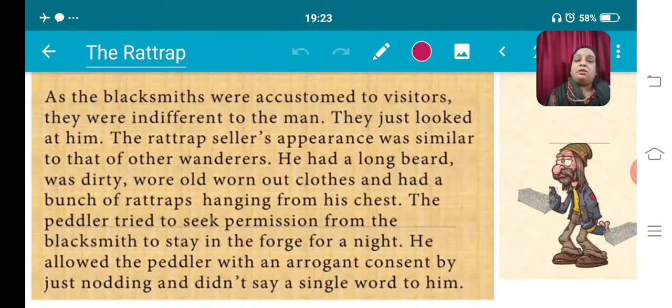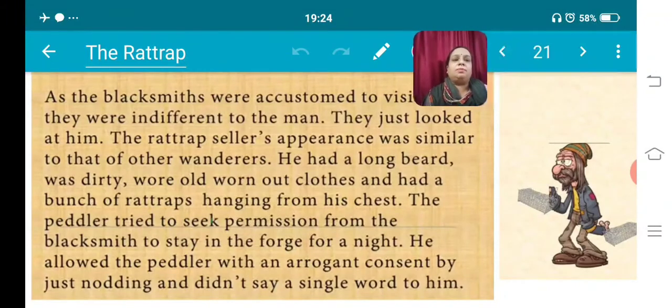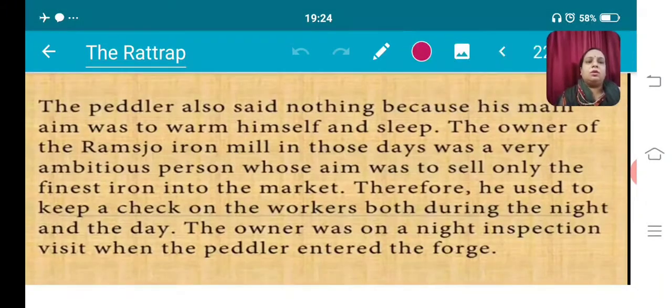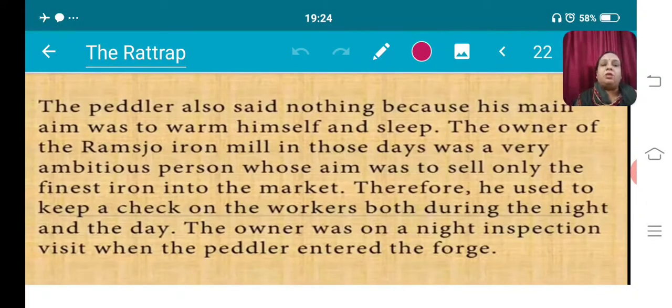The peddler tried to seek permission from the blacksmith to stay in the forge for a night. He allowed the peddler with an arrogant consent by just nodding and didn't say a single word to him. The peddler also said nothing because his main aim was to warm himself and sleep.